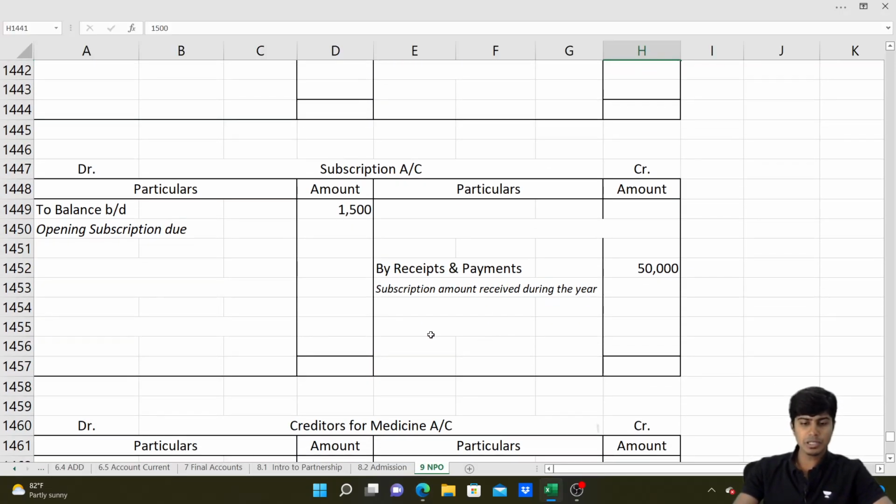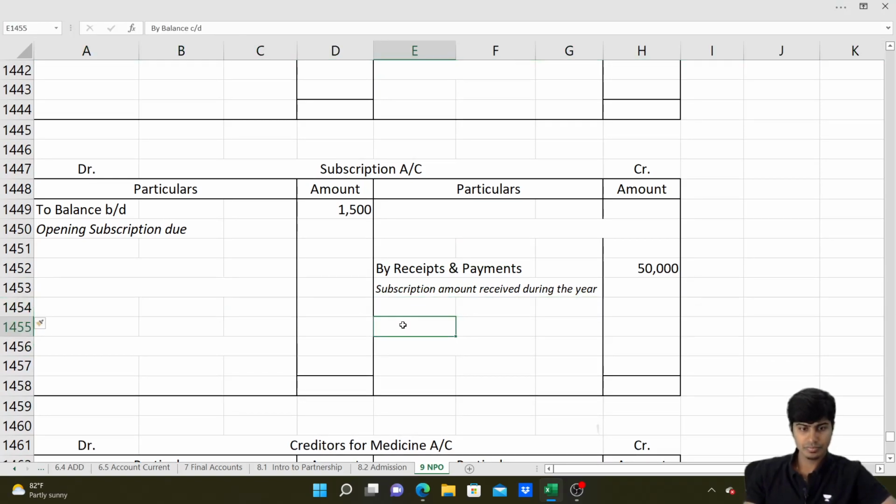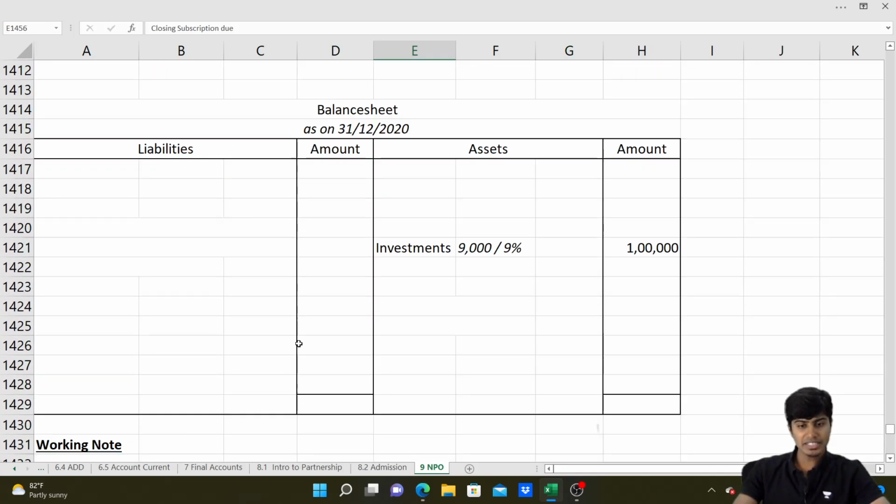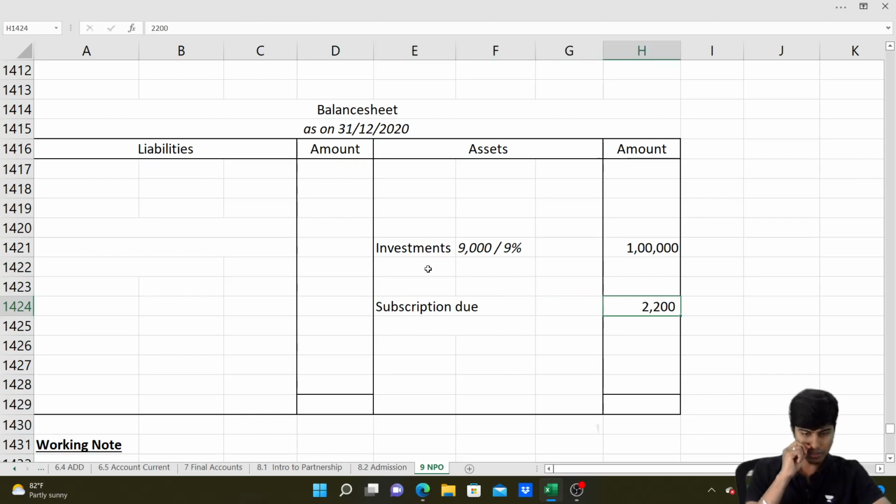Then we have closing subscription of 2,200. This would come in our subscription account as a closing balance of the asset, that is on the credit. I'll write here balance carried down 2,200, that is closing subscription due, and this 2,200 I'll write in my closing balance sheet as on 31st of December 2020 as an asset. I'll write here subscription due 2,200.